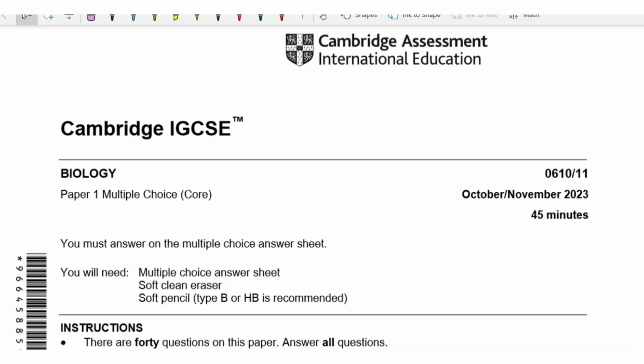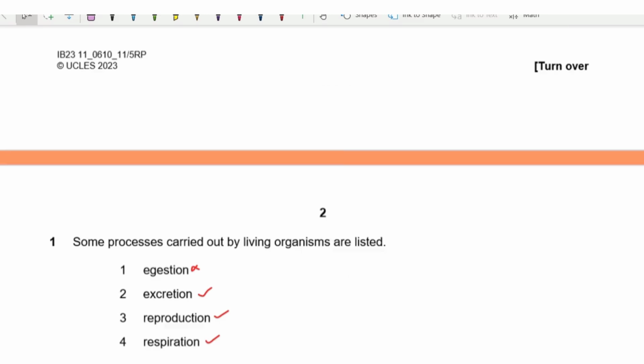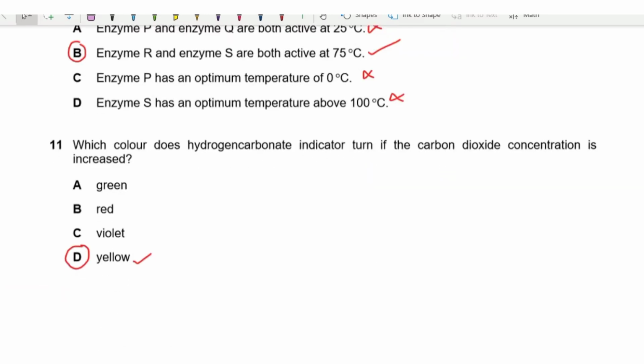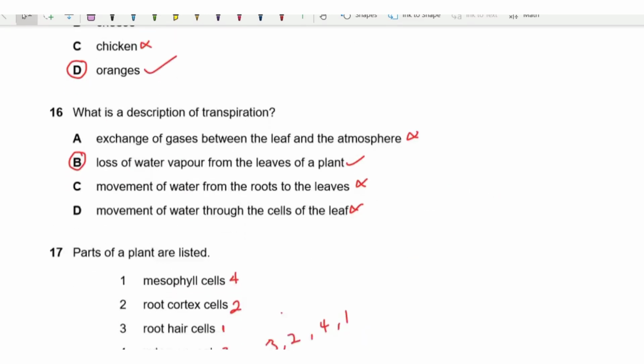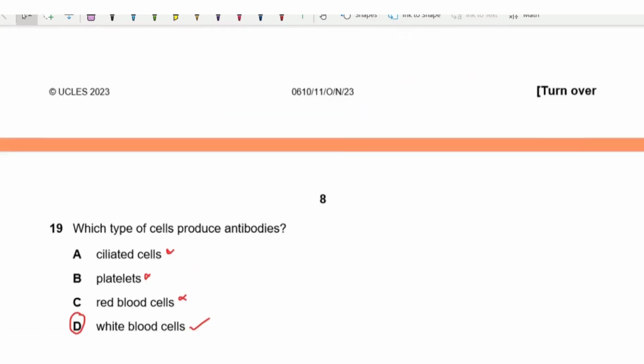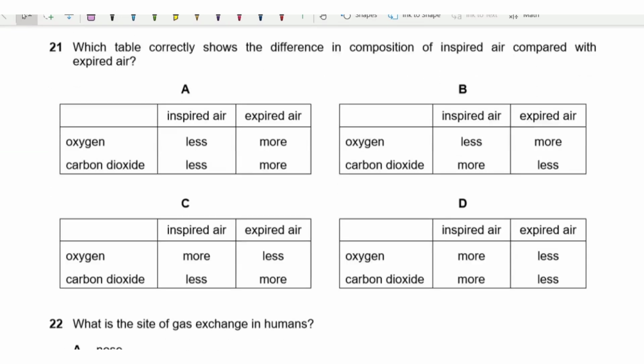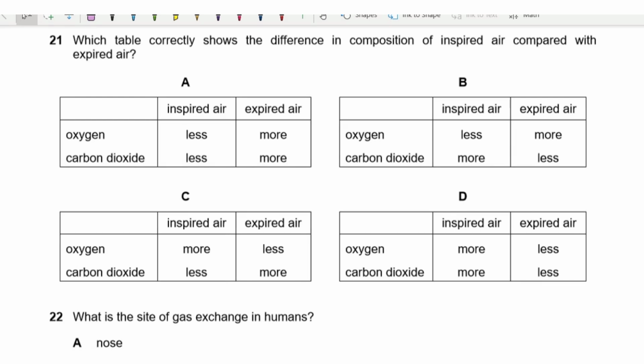This is a continuation of the paper 1, October-November Cambridge IGCSE paper 1 variant 1 that we started with in the previous video. If you've not watched that, you can go back to it, because in the last video we were able to cover from question 1 all through to question 20. So today we'll continue from question 21.